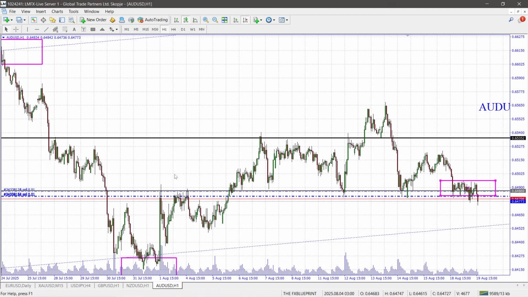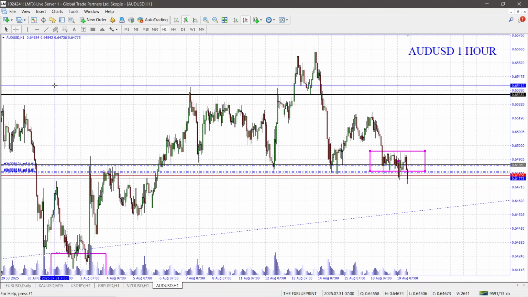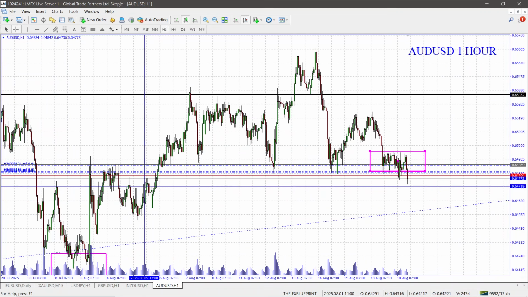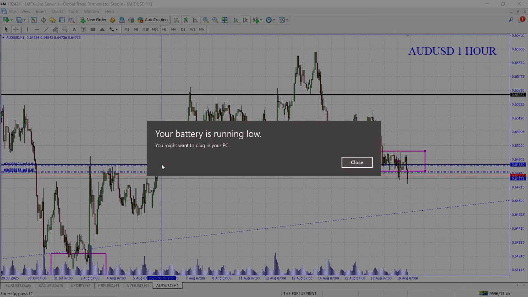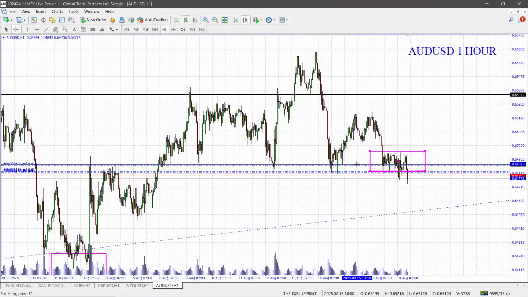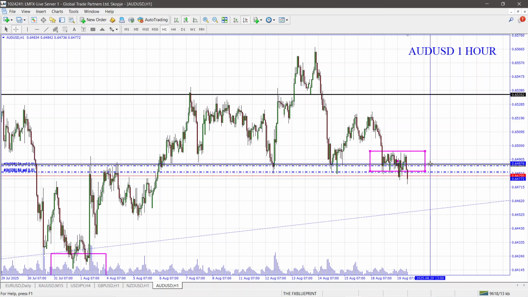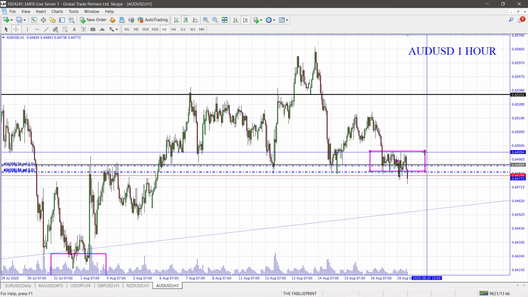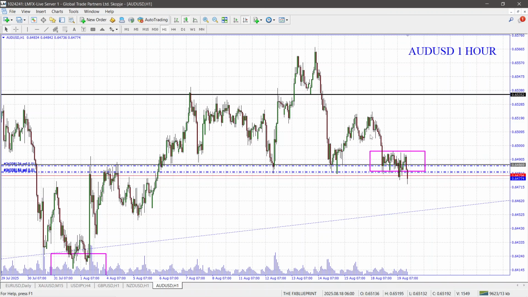The market came all the way here, broke this. You can clearly see, if you look at the purple rectangle right now, our market just broke that when New York opened.